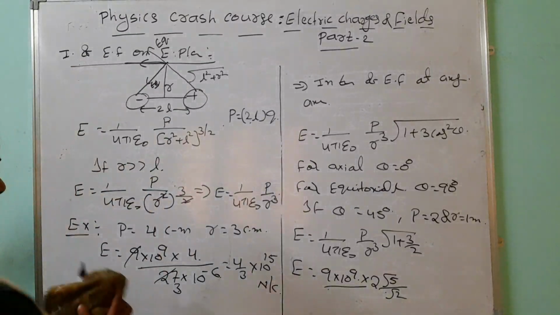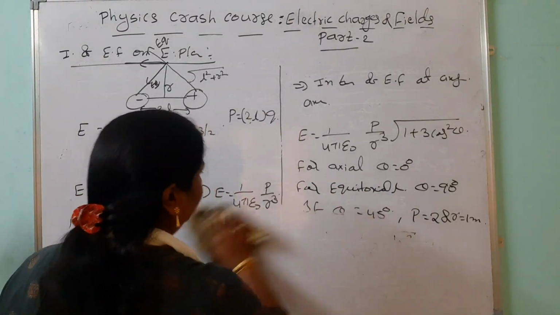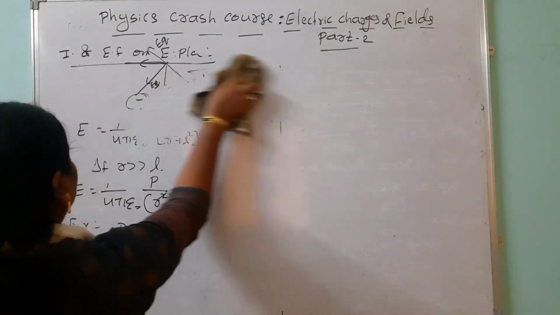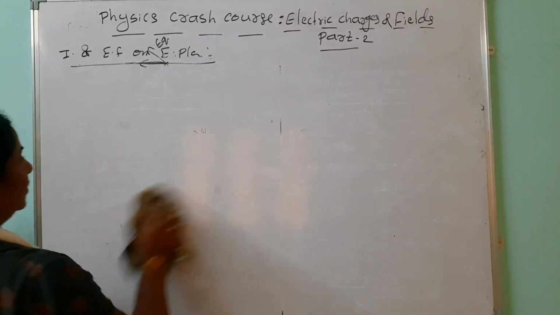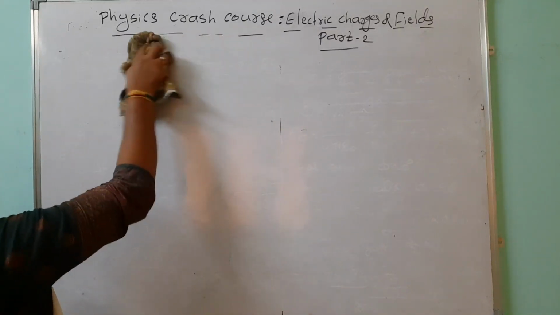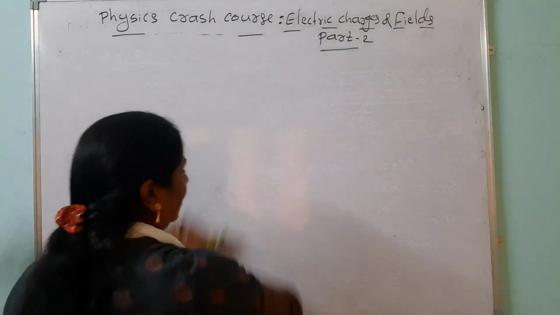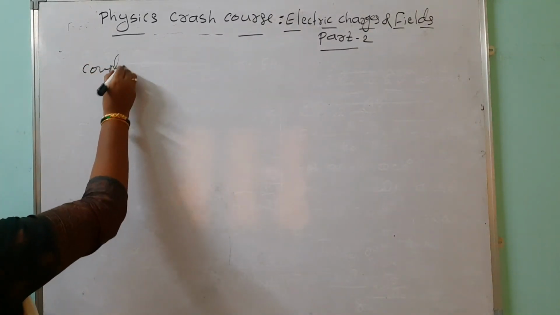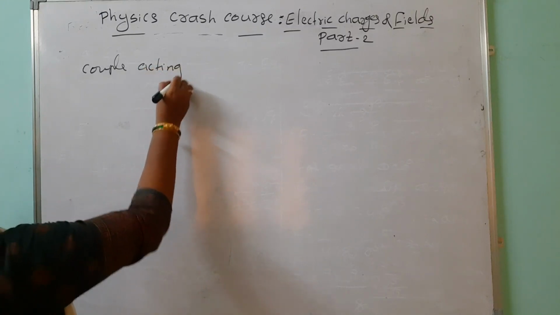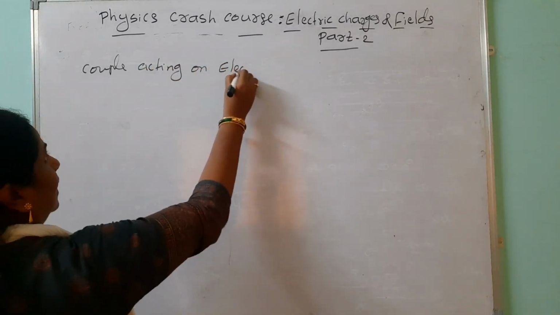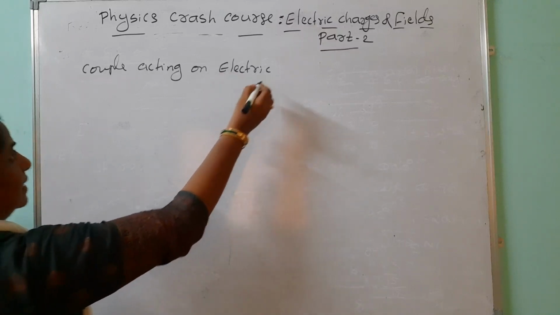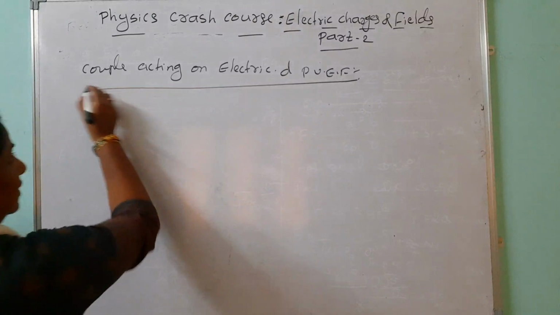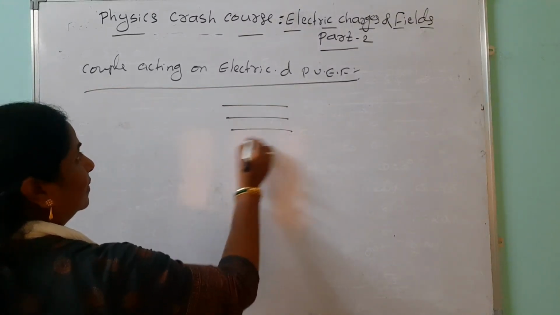Then we are going to discuss couple acting on electric dipole placed in uniform electric field. That is also one of the short answers. Couple acting on electric dipole placed in uniform electric field. See, we are taking one uniform electric field.